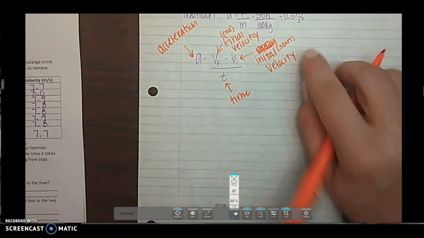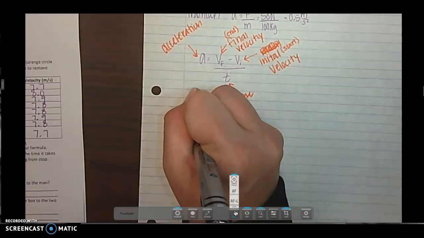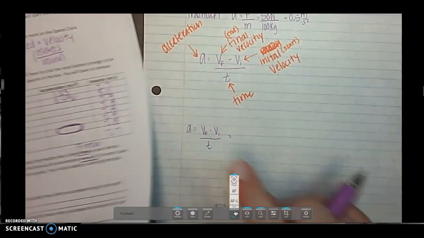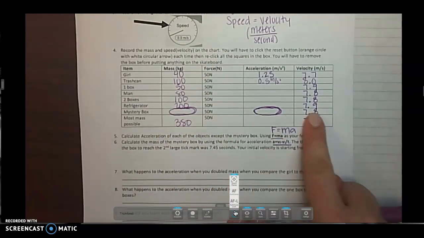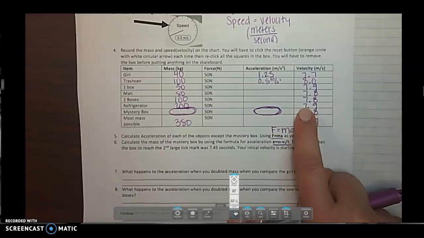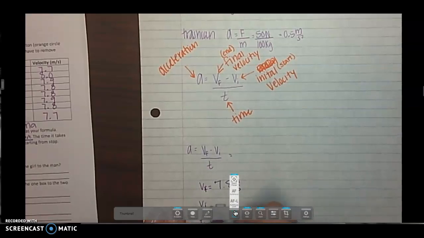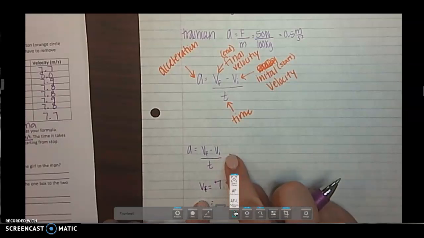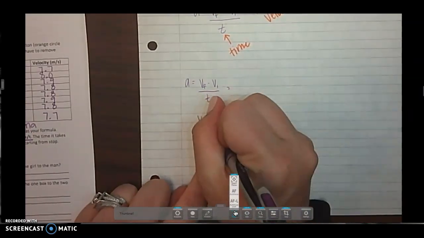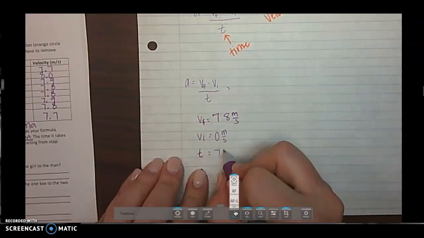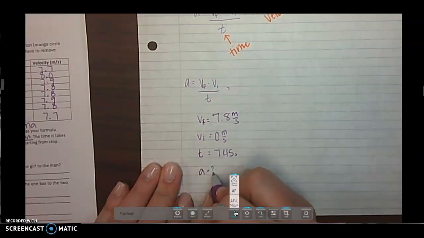So on your mystery box, when you use this formula, A equals VF minus VI over T, our final velocity was where it stopped, which was 7.8 meters per second. So we're going to say our final velocity equals 7.8 meters per second. So our initial velocity, it said we started from stop. So that means our initial would be 0 meters per second. Our time was 7.45 seconds. And we don't know acceleration.